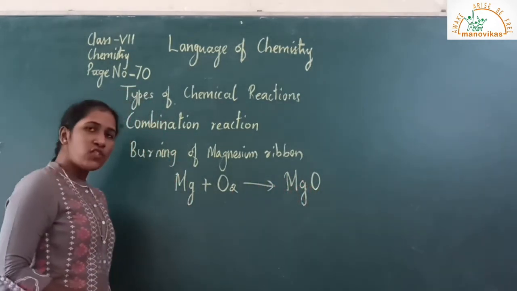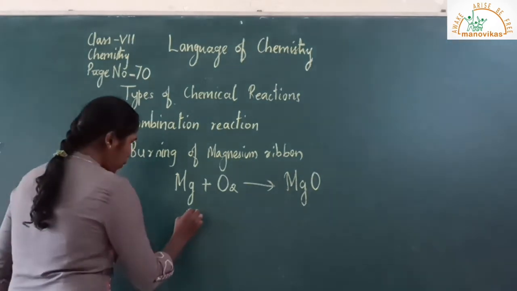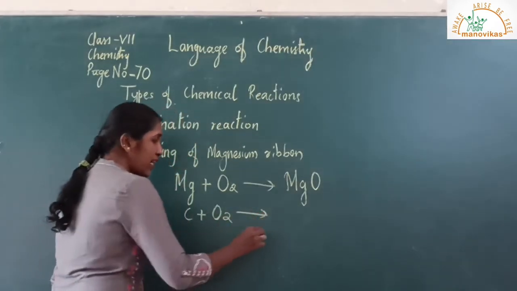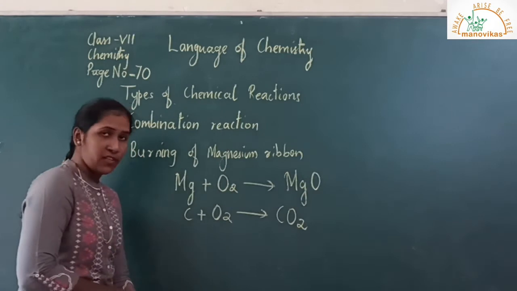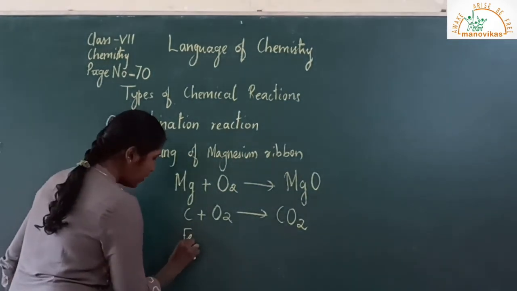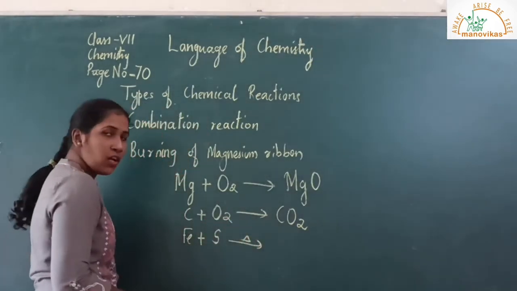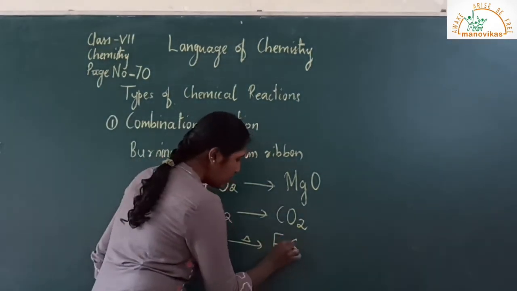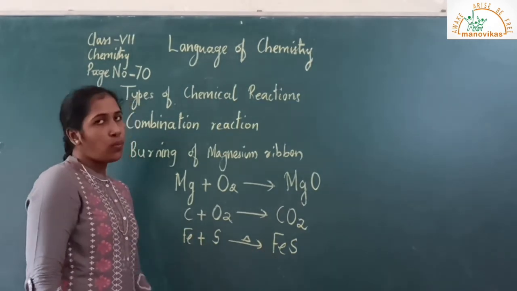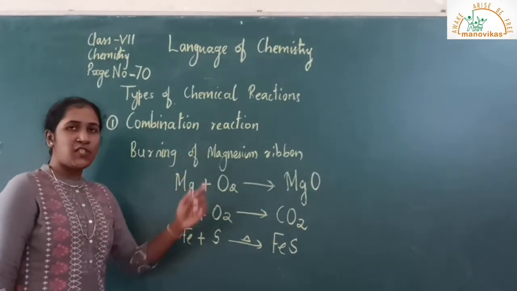This combination reaction is also called synthesis reaction. Let's take one more example. Carbon, when it comes in contact with oxygen, what you will get is carbon dioxide. Okay, same way I can take iron. When it comes in contact with sulfur, that is in presence of heat, what you will get is iron sulfide. Okay, so the two reactants combine to form one product. So these are the examples of combination reaction.